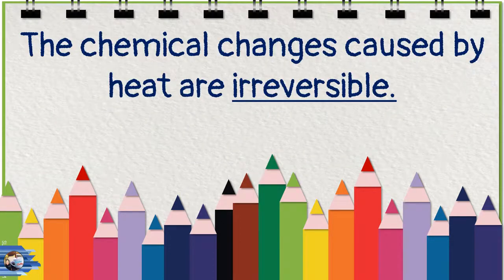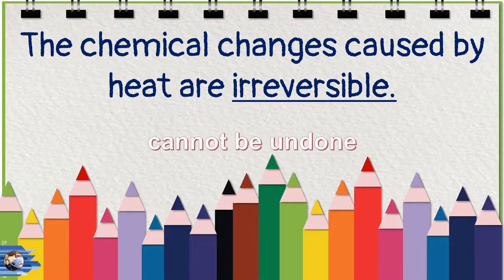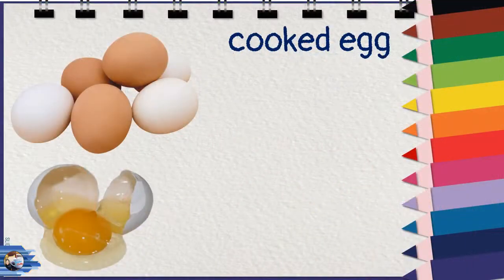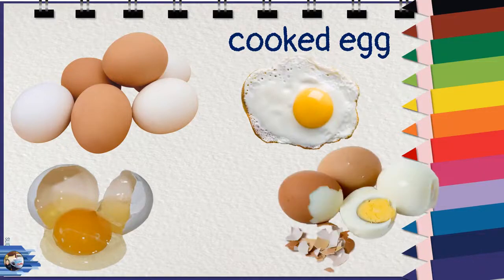The chemical changes caused by heat are irreversible, meaning they cannot be undone. Here's one example: cooking an egg. Kapag magluluto ng itlog, it's either fried or hard-boiled, you're going to use heat.